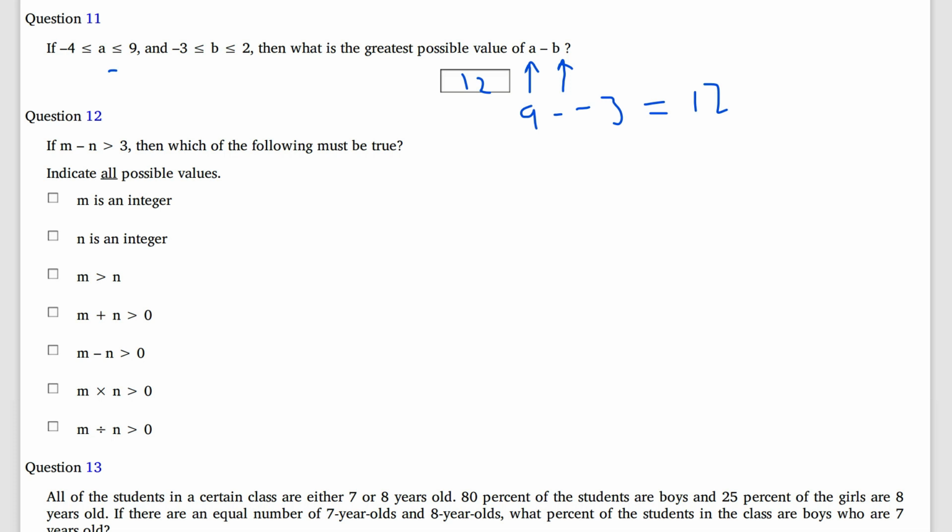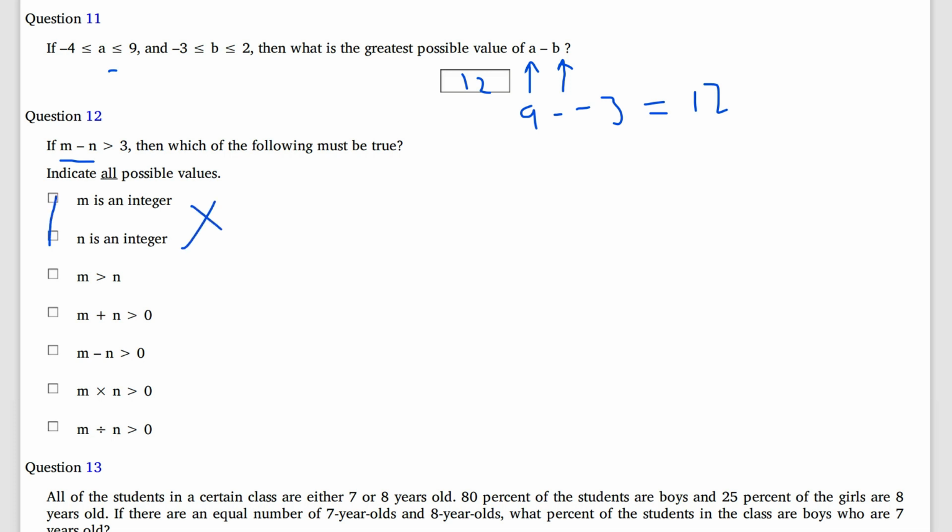It's greater than 3. M take away n is another way of saying the difference between m and n. So the question's saying the difference between those two numbers is at least 3, more than 3. Which of the following must be true? Well, just because the difference is more than 3 doesn't mean they're integers. So those first two are out.